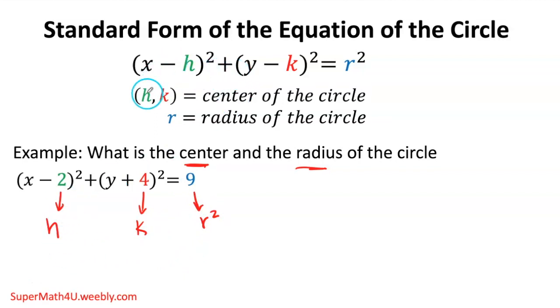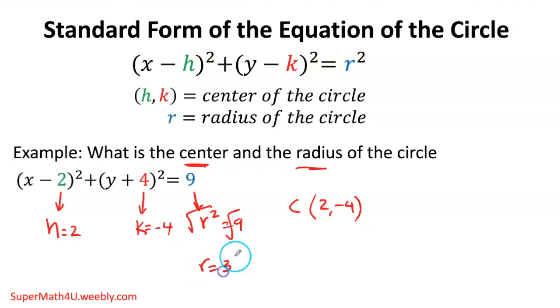Now, again, opposite sign, right? So if you have a minus here, that means h is positive. Instead of minus, opposite sign. The k, you have a plus there, therefore my k is -4. So my center is going to be 2, -4. Now the radius, this side is r squared, which means I have to do square root on both sides, and my radius is 3. So center 2, -4, radius equals 3.